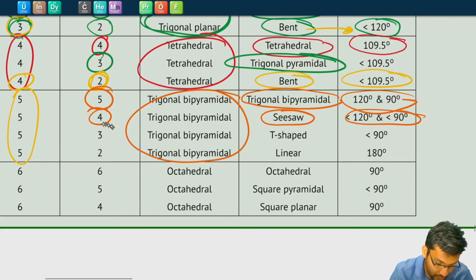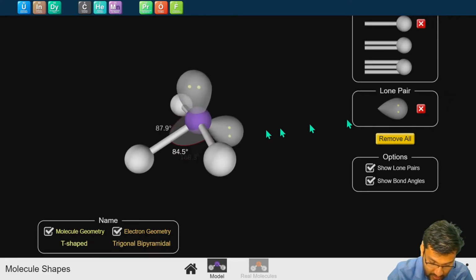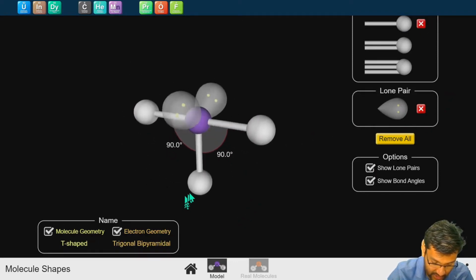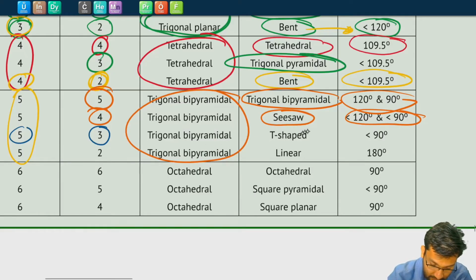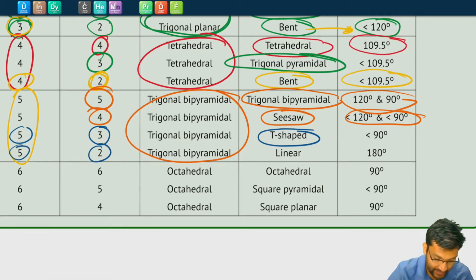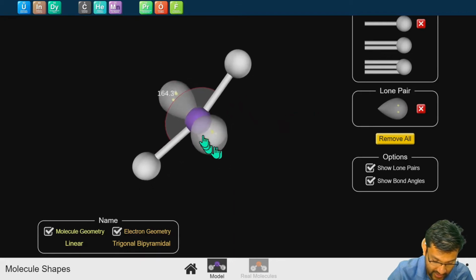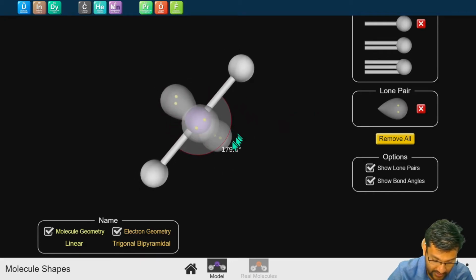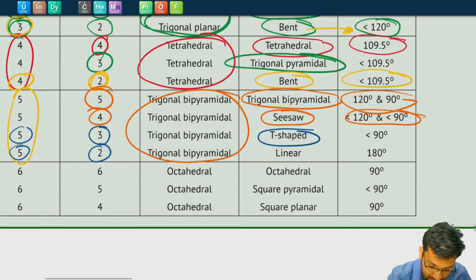If we remove 2 of the bonds so that we have 3 bonds with the 5 groups, let's remove a bond and add a lone pair, we have this T-shaped structure. T-shaped, that's what it's called. And then if we only have 2 bonds but still with 5 electron groups, so let's remove 1 bond and replace it with a lone pair, we just have this straight linear molecule, as you can see. There we go, linear. So the angle is 180 degrees.